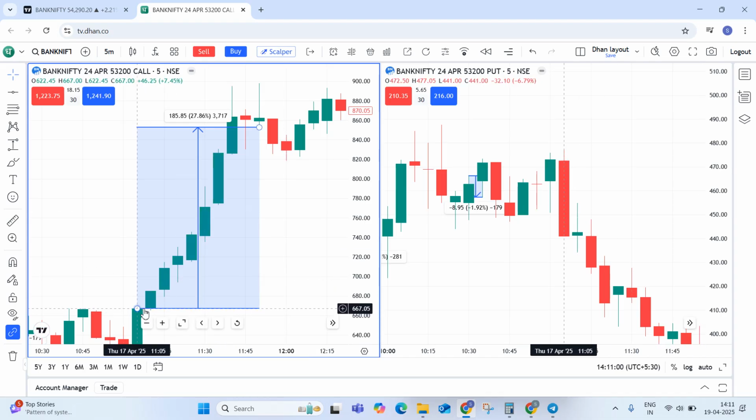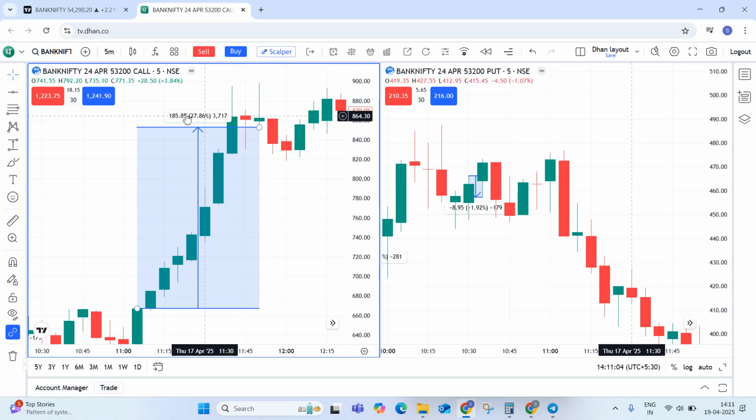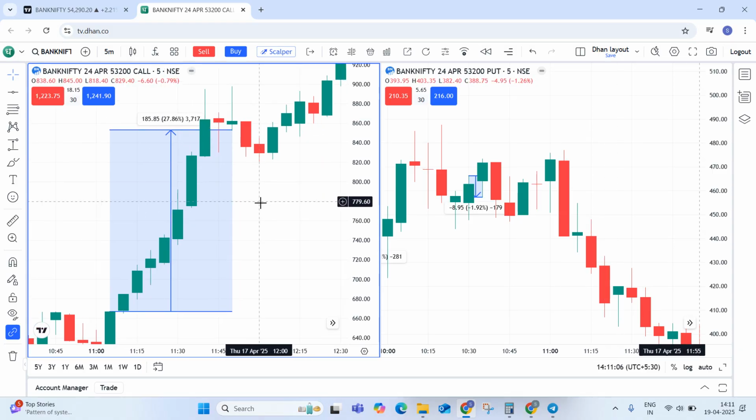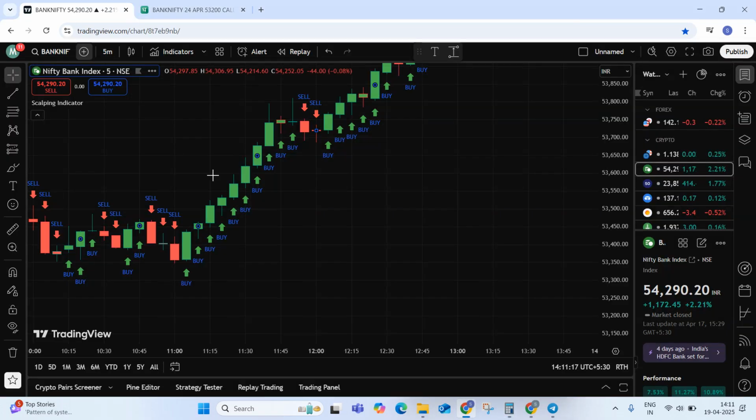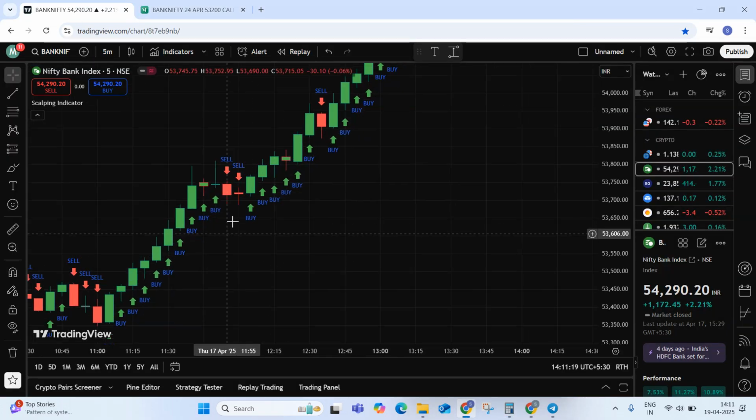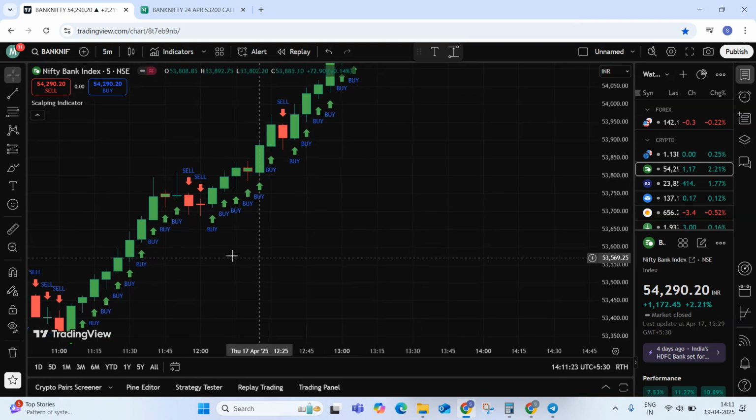See friends, as I mentioned to you, I would like to capture the big moves. Okay, so in this one single call option I got nearly 185 rupees, right? So my account has grown up to 221 points. Okay, so we'll see here, I will avoid this sell signal because it will not be triggered.